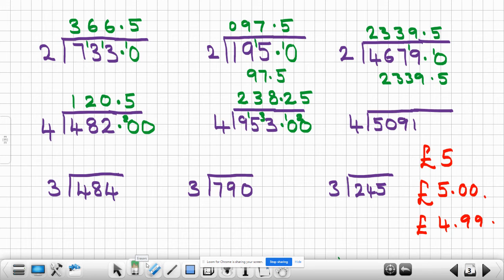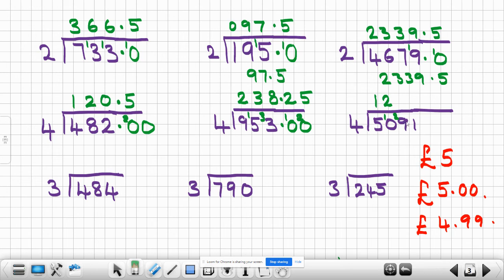5,091 divided by 4. So we've got 4s into 5 goes once, and we've got a remainder of 1. So that's going to make the next digit 10. 4s into 10 goes twice. 2 times 4 is 8. So we have a remainder of 2. Put that in front of the 9, make 29. I'm moving quite quickly, but you can stop and pause anytime.